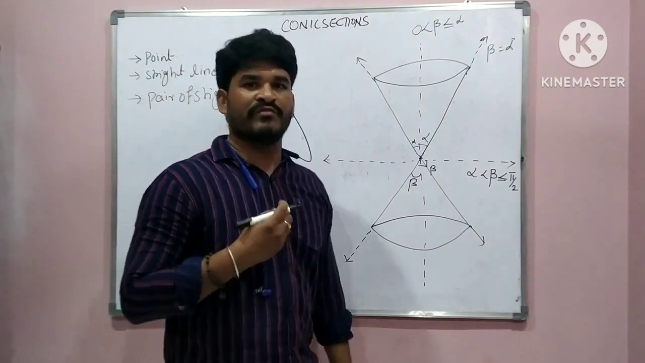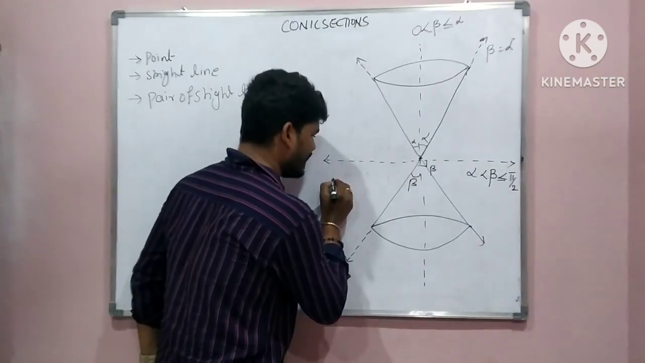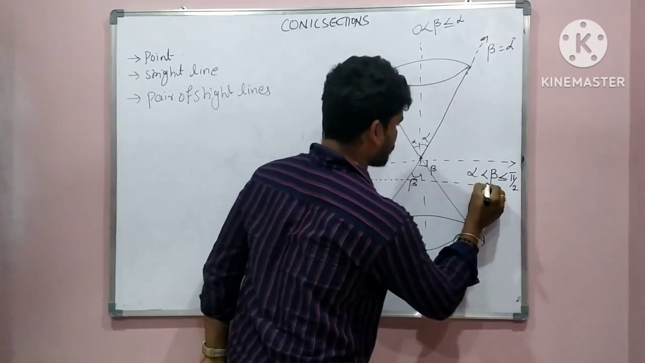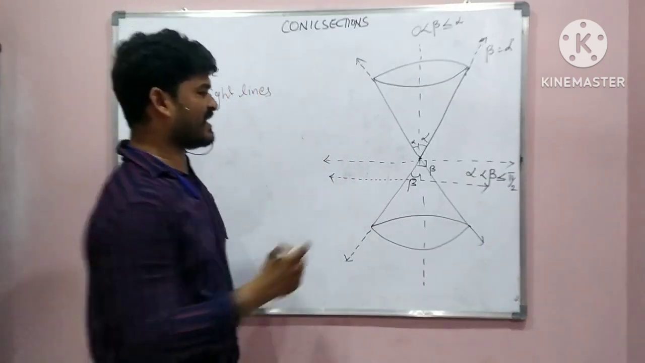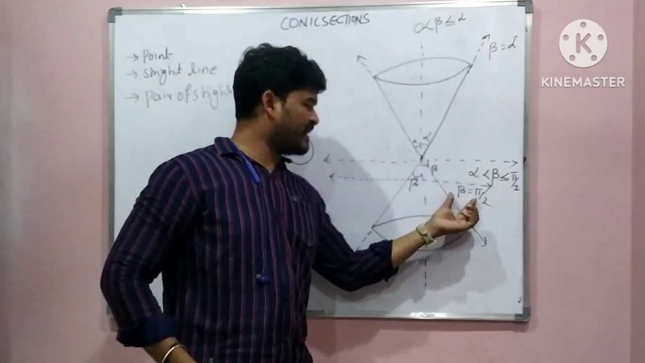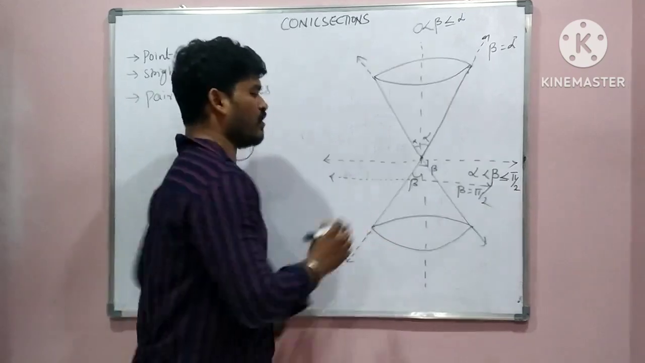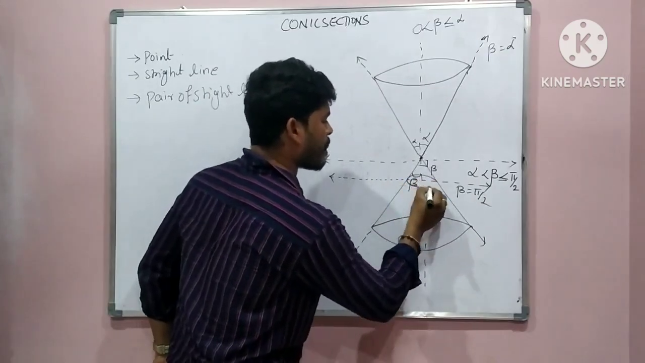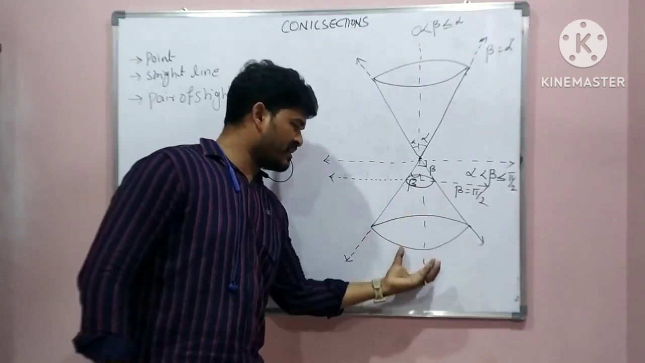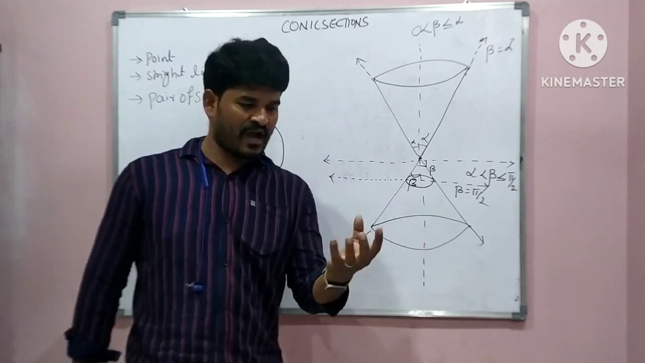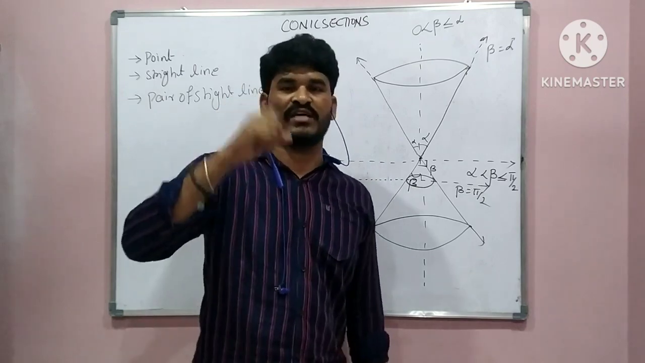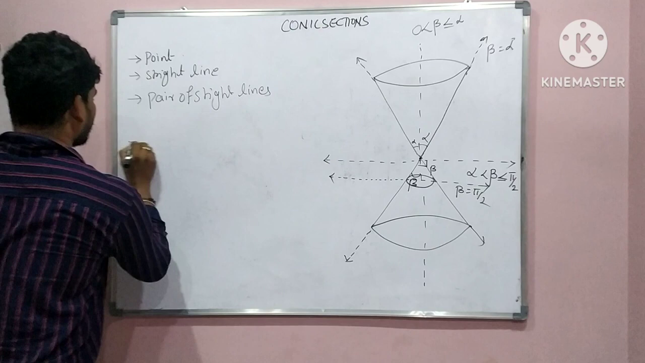In the same way, now we cut this cone at this angle, where beta is equal to pi by 2. When we cut the cone at this angle, we get a circle. Whenever we cut the cone, we take the lower part in hand. Once you observe from the top, you will get one circle shape.